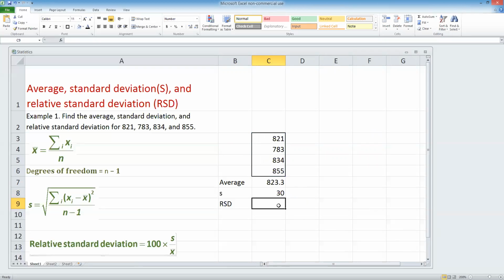The last one is to calculate the relative standard deviation. That is standard deviation divided by the average times 100. So you got the answer again, keeping at most 2 significant figures here. And that's the calculation, which saves a lot of time.